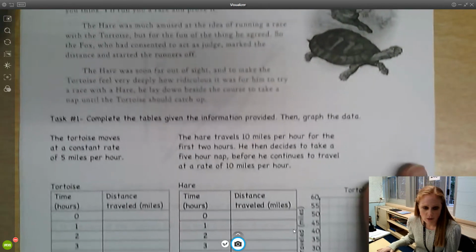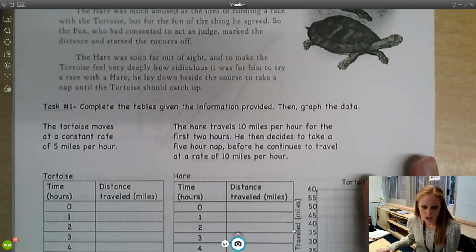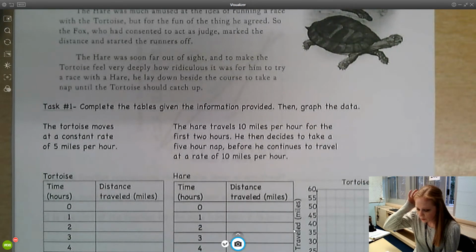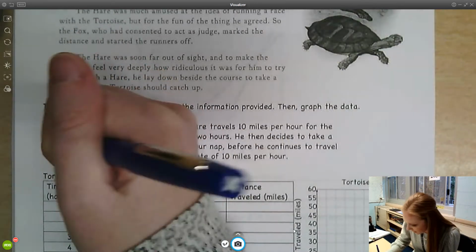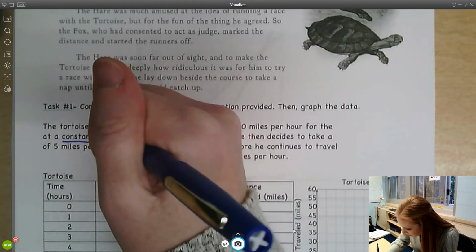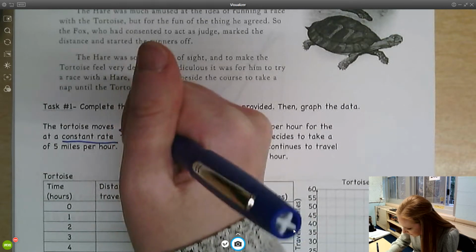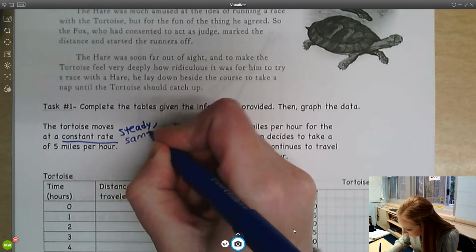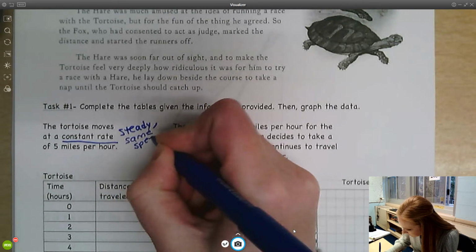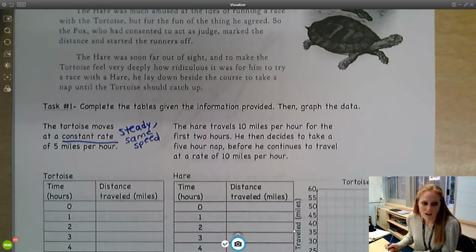Okay, so we are going to make some tables and graphs with that information. So the tortoise, let's say, was moving at a constant rate of 5 miles per hour. So when we say constant rate, we mean steady, same speed of 5 miles per hour.